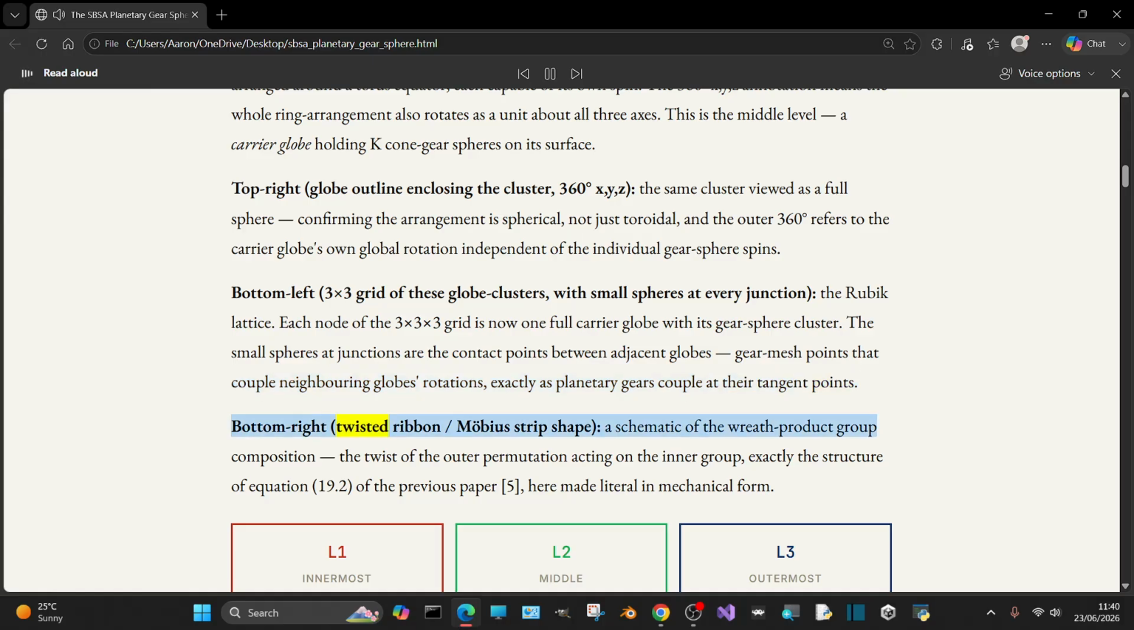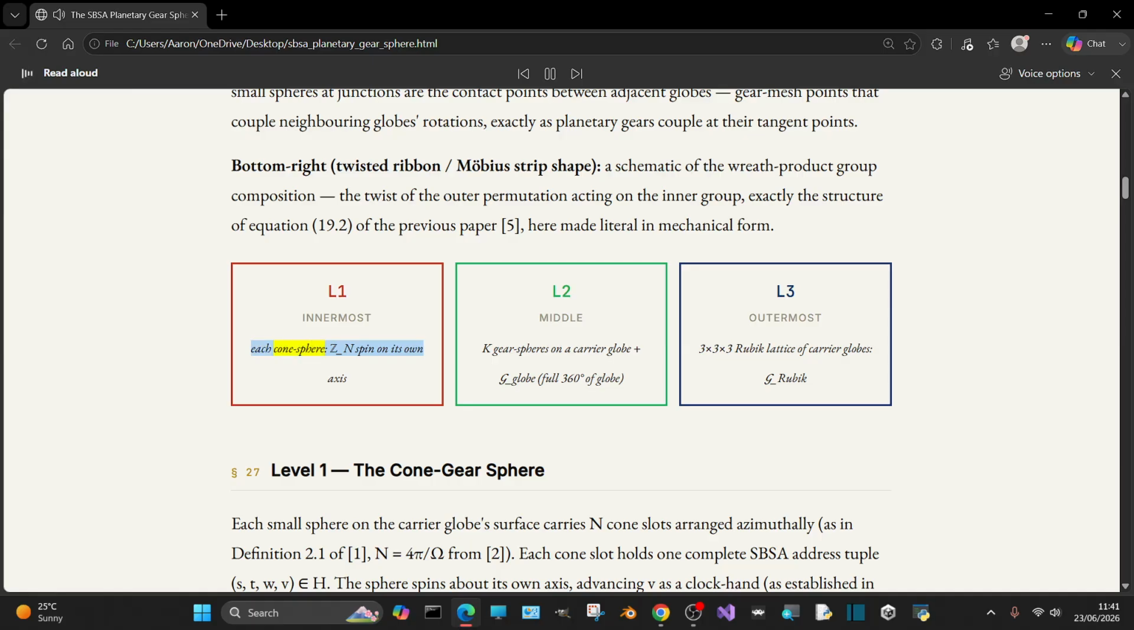Bottom right, twisted ribbon and Mobius strip shape: a schematic of the Wreath product group composition, the twist of the outer permutation acting on the inner group, exactly the structure of equation 19.2 of the previous paper 5, here made literal in mechanical form. L1, innermost: each cone sphere, Z_n spin on its own axis. L2, middle: K gear spheres on a carrier globe plus G_globe, full 360 degrees of globe. L3, outermost: 3x3x3 Rubik lattice of carrier globes, G_Rubik.